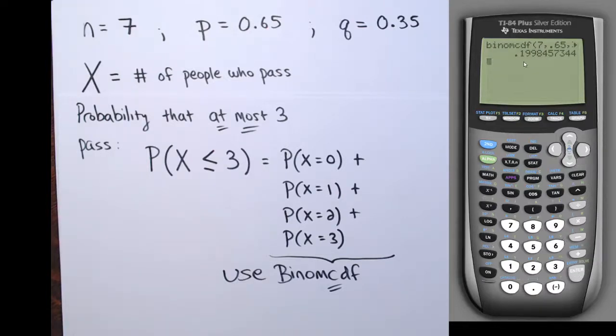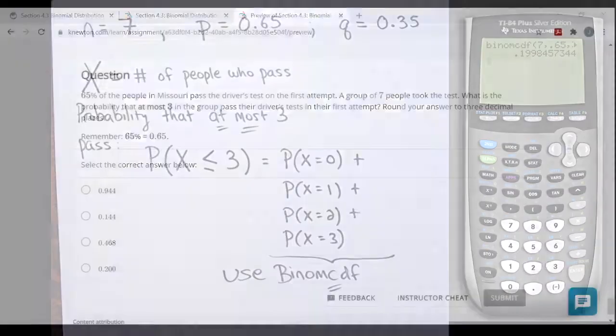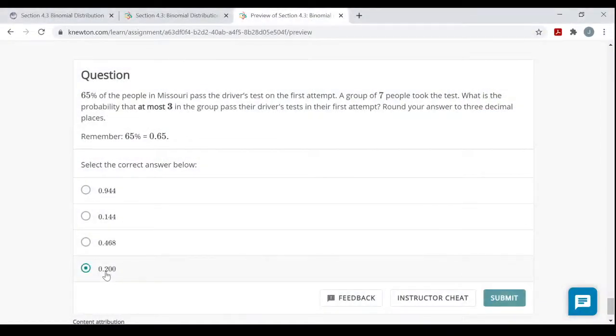So the probability, if I were to take 7 people at random and have them take this driver's test for the first time, and if the probability of at most 3 of them, so 0, 1, 2, or 3, passing on the first try is 0.1998, or 0.200 if you rounded to 3 decimal places, which is this option here. So be careful when reading.